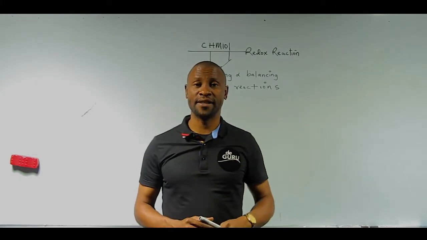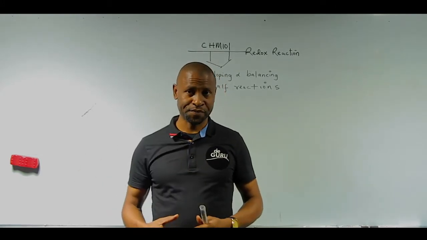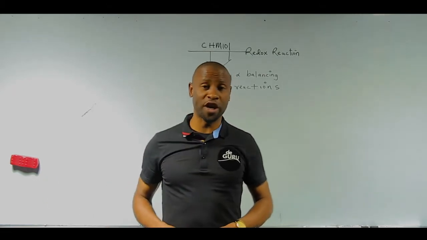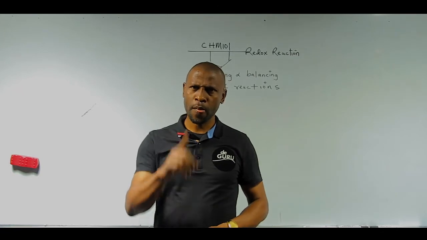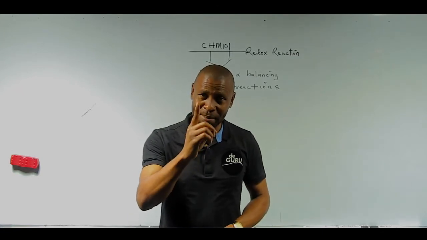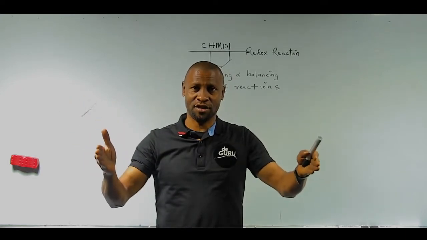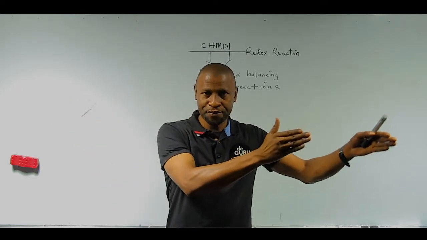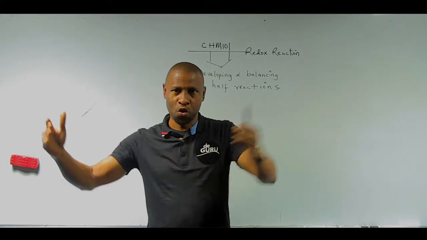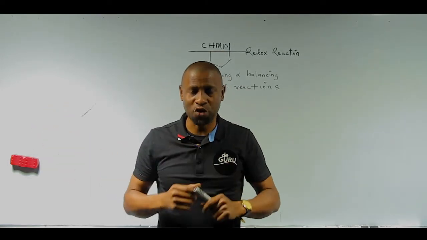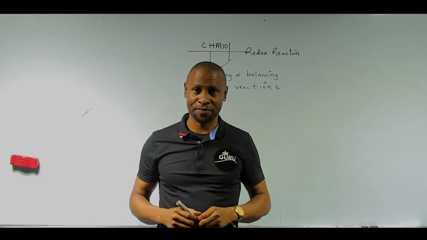Reduction process, oxidation process. Both processes come together in one reaction to give us what we call redox. One reaction. That means I can divide that one reaction into two half reactions. Reduction half, oxidation half. When the two half reactions are brought together, it gives us what we call redox reaction.